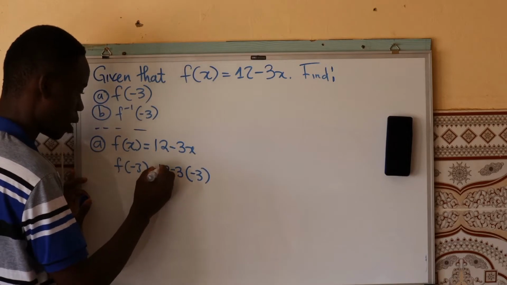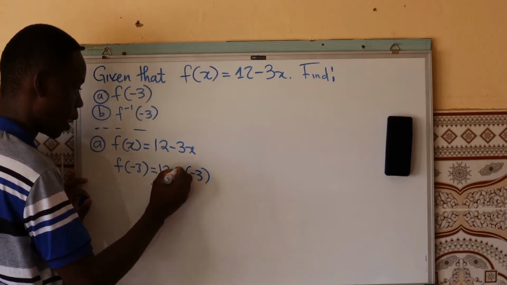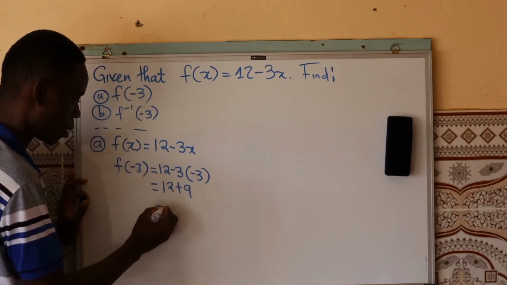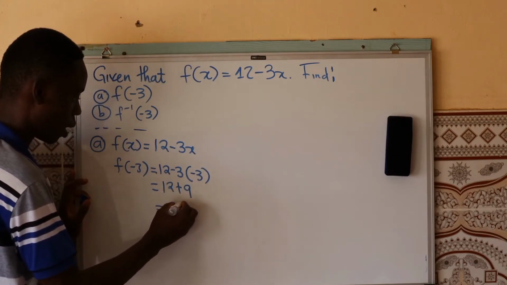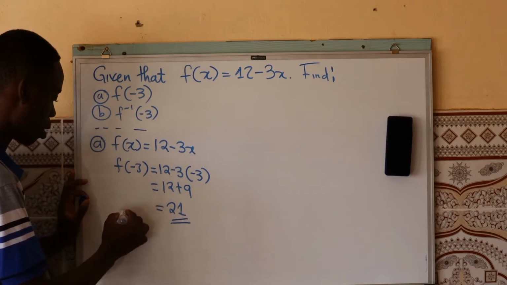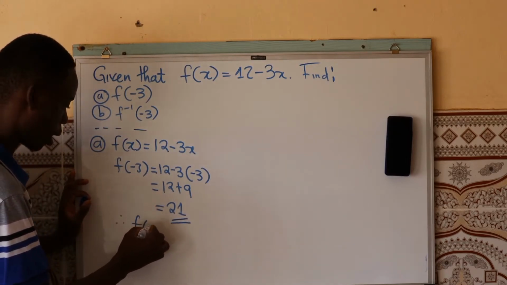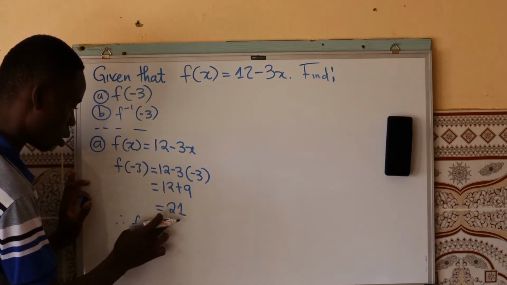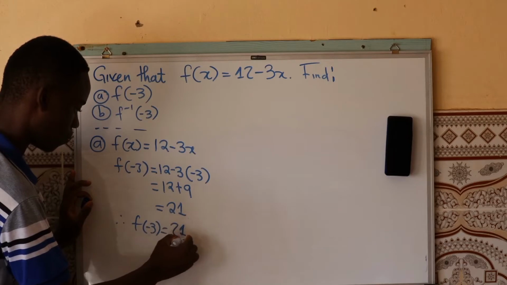So in our case, this is 12, negative times negative is positive, 3 times 3 is 9. Hence, this is 21. 9 plus 12 is 21 as our value. Therefore, f of negative 3 is equal to 21.